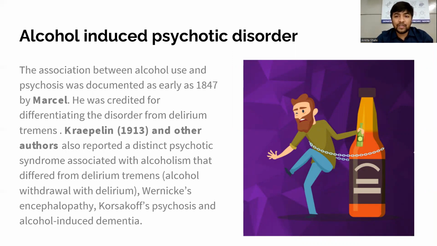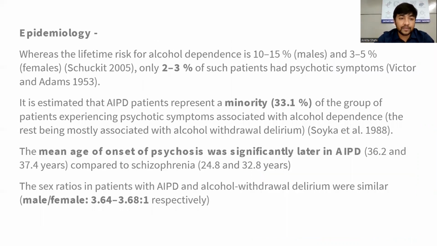So now coming to the first and the most commonly seen substance-induced psychotic disorder, based on the sheer magnitude of incidence and prevalence: alcohol use. The association between alcohol use and psychosis was documented as early as 1846. Kraepelin and other authors also reported a distinct psychotic syndrome associated with alcoholism that differed from delirium tremens, which is delirium in alcohol withdrawal, Wernicke's encephalopathy, Korsakoff psychosis, and alcohol-induced dementia. So it was recognized to be an entity which was not all these things.